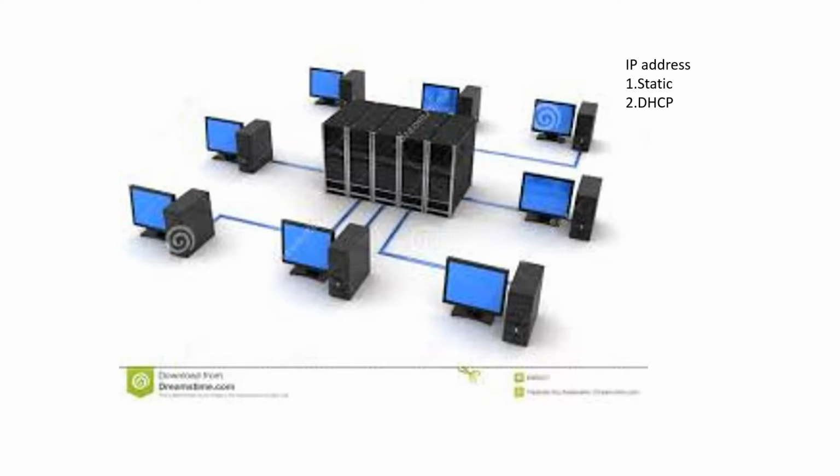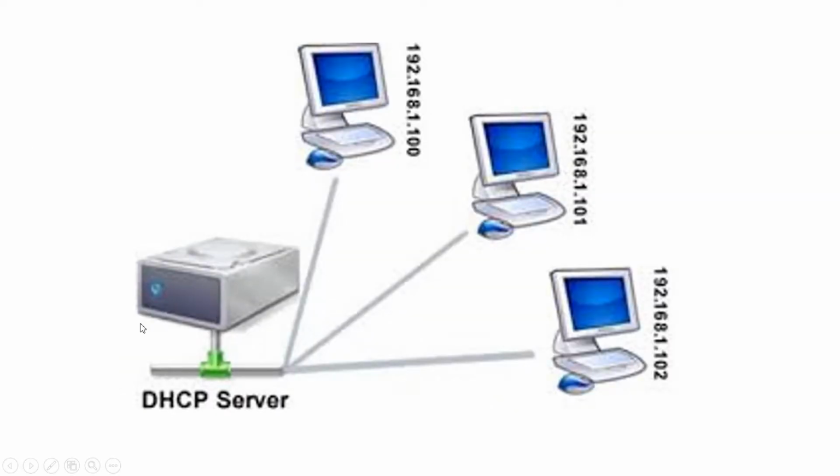Now that DHCP is being used in the server, it benefits the administrator. The task of the administrator is reduced. Over here, this is the DHCP server which has allocated automatic IP addresses to these PCs. The range of IP addresses ranges from 100 to 102.